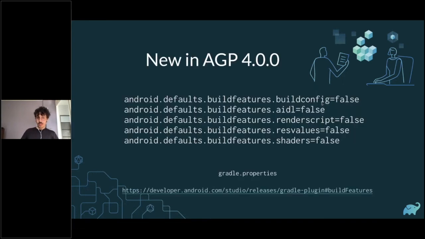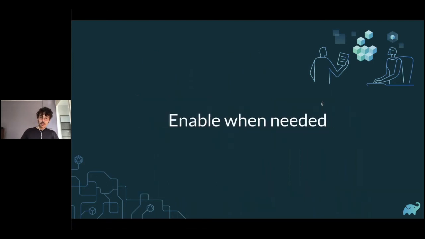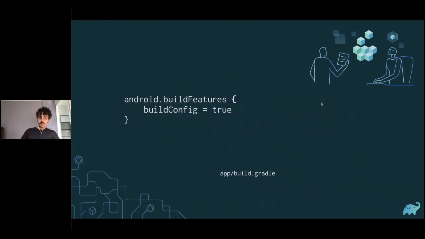So anyways, there's a new feature in Android Gradle plugin 4.0. You can disable these features by default in your gradle.properties file. I recommend disabling them all. And then what you can do is just enable them when you need them. So what you can do is use the android block in any build.gradle file. So for example, in your app build.gradle file, you enable build config generation there where you need it.